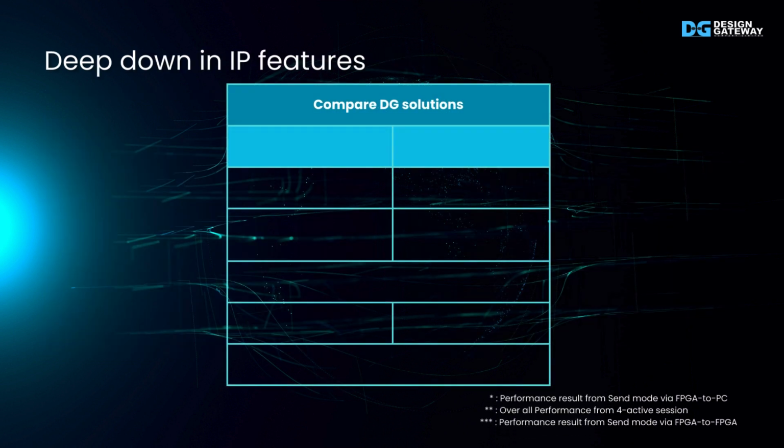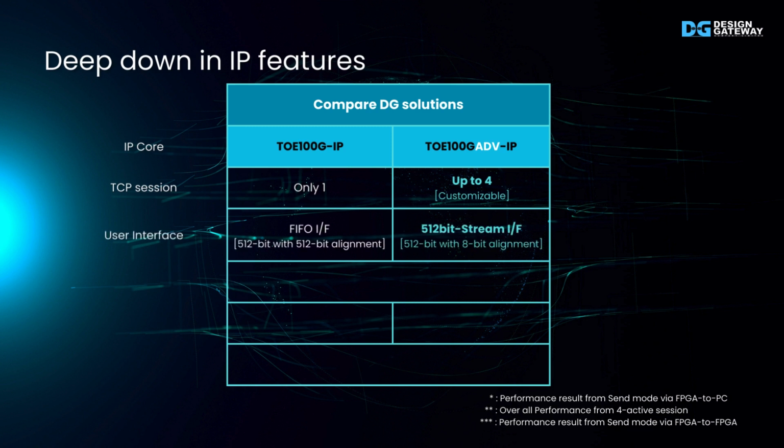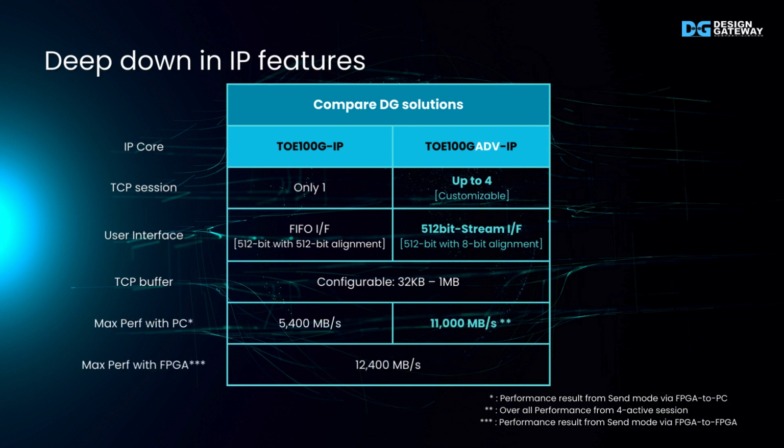To better understand the features of TOE 100G Advance IP, let's compare it with the previous TOE 100G IP. Multi-session support: TOE 100G Advance IP offers a native multi-session structure, allowing up to 4 concurrent TCP sessions. Standard interface: TOE 100G Advance IP utilizes the 512-bit AXI4 and Avalon Stream user interface with byte alignment support, aligning with the standard interface for FPGA platforms. Configurable buffers: each session in TOE 100G Advance IP features independent and configurable TCP buffer sizes. Maintained FPGA throughput: it improves the transfer throughput between FPGA and PC while maintaining the excellent throughput in pure FPGA environments.